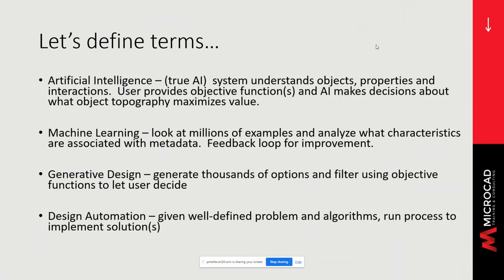And lastly, design automation. Design automation uses tools, usually programming tools, to solve a particular problem that's well defined. If you think about automatic sizing of HVAC systems in the building, that's an example. These tools have been around for a long time and are mature technology.